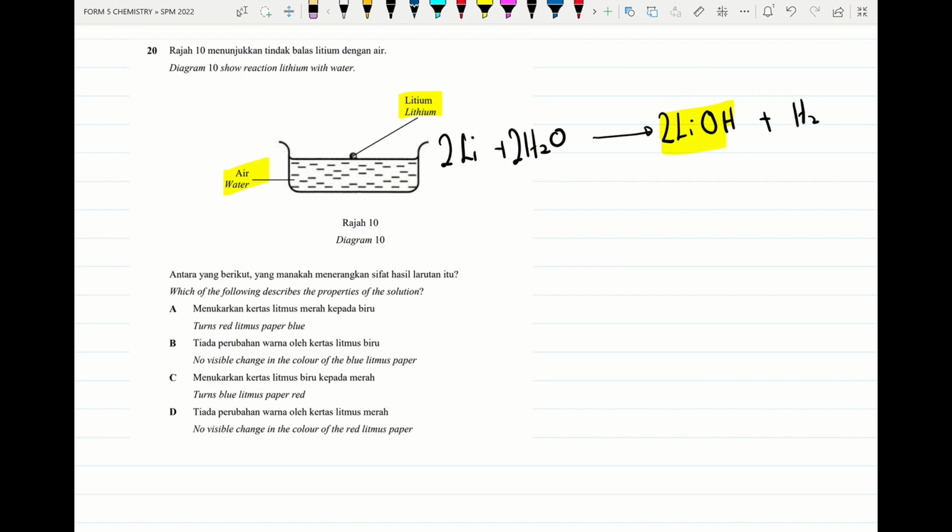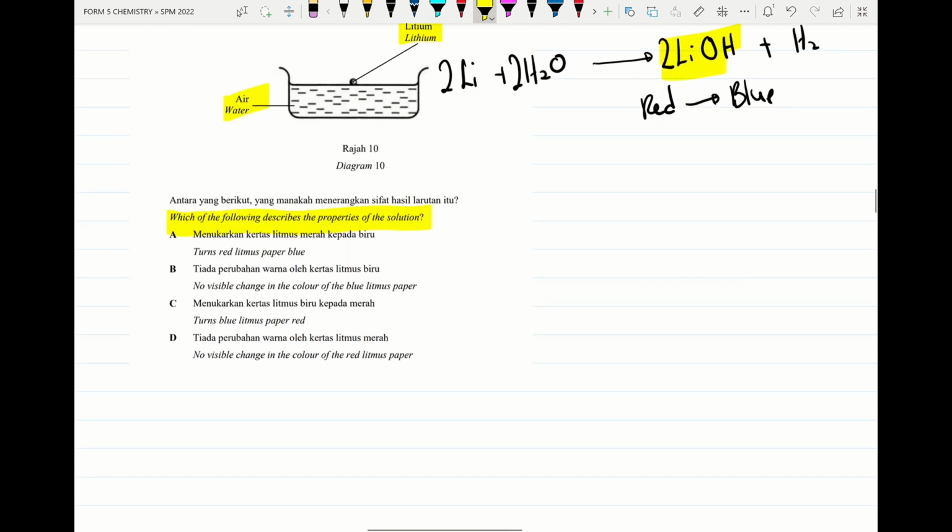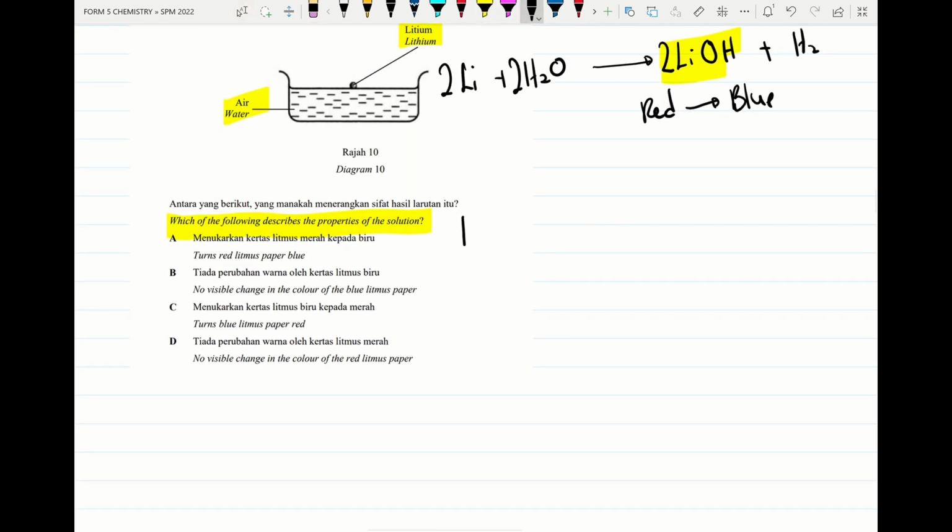Please remember the solution that forms is lithium hydroxide, and this solution is alkaline. It will turn red litmus paper blue. Now we check the question: which of the following describes the properties of the solution formed? The solution formed is lithium hydroxide, an alkaline solution, and it turns red litmus paper blue, therefore the answer is A. We check answer B: no visible change in the colour of blue litmus paper. This answer is wrong.